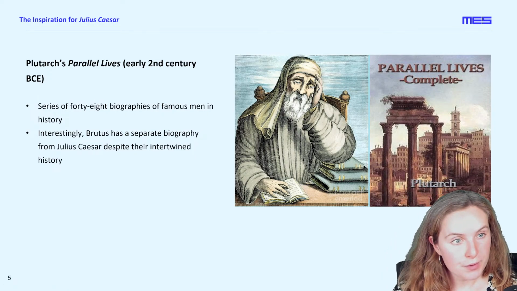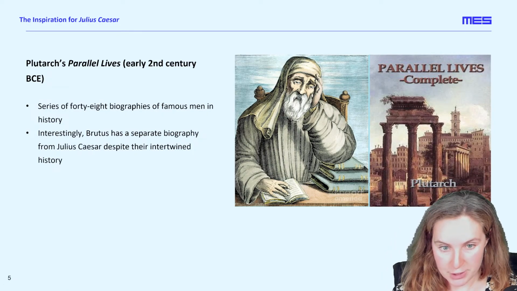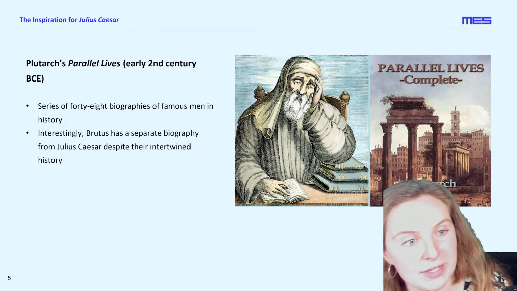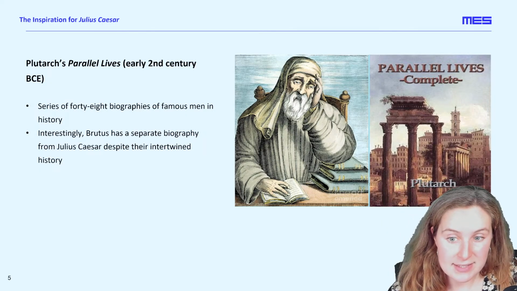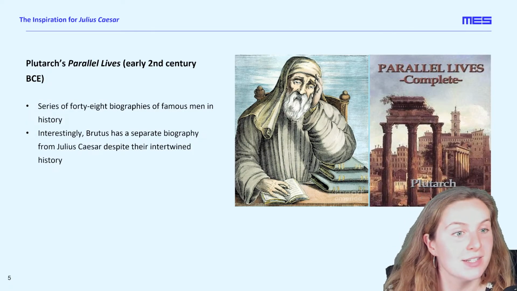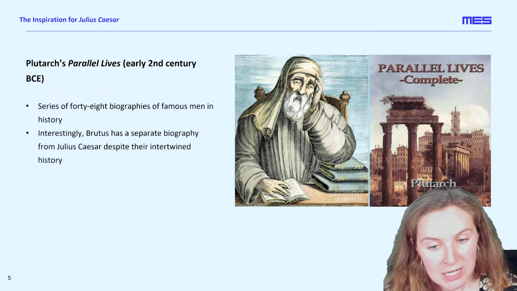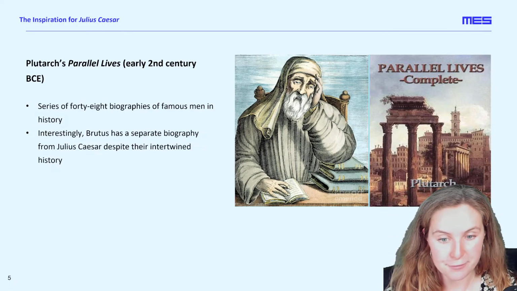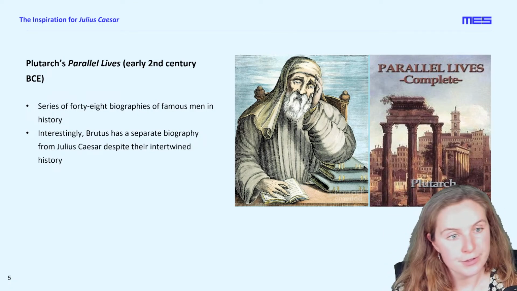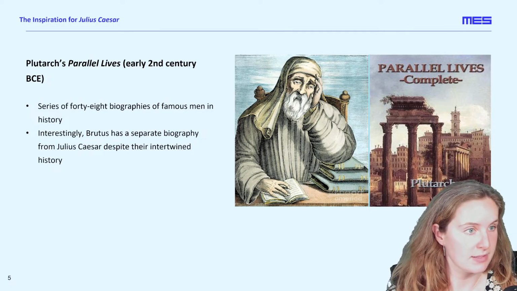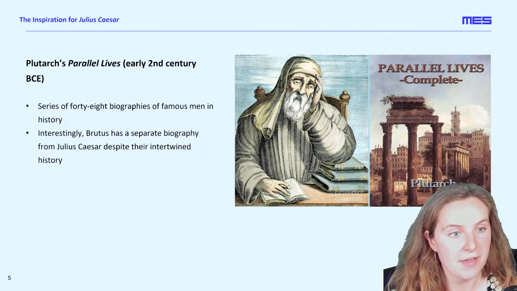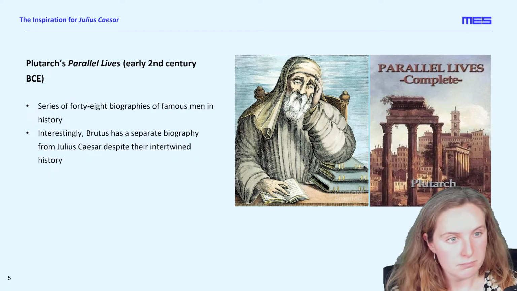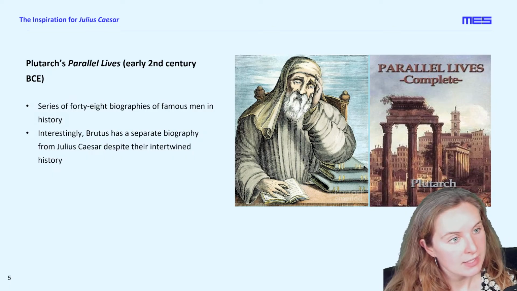The inspiration for Julius Caesar, written by Shakespeare, was Plutarch's Parallel Lives. So an ancient Greek text, from the early 2nd century CE. A series of 48 biographies of famous men in history. So a series of biographies all put together as a kind of history of the culture as it stood at that point.